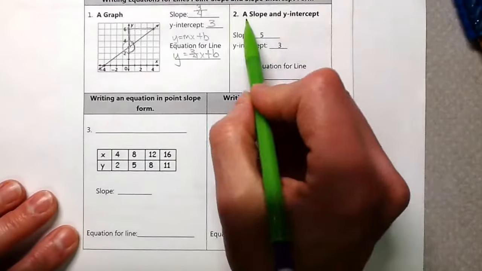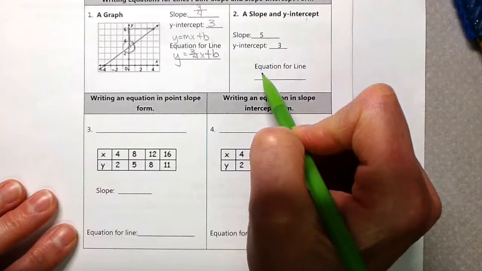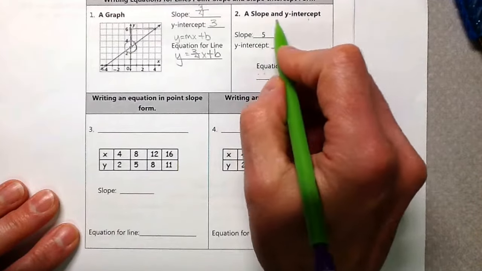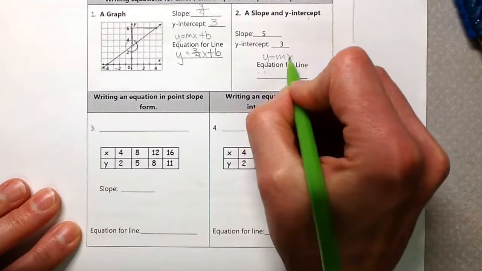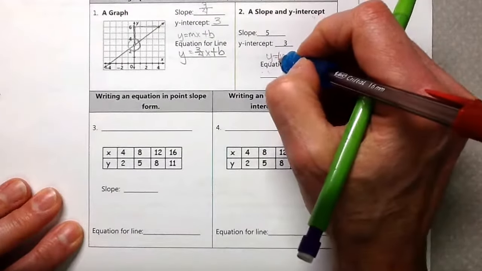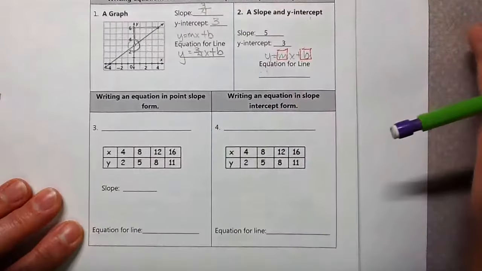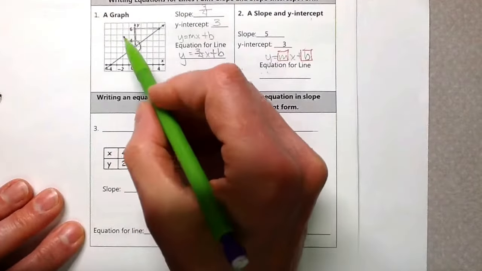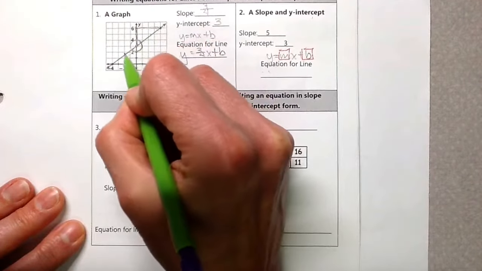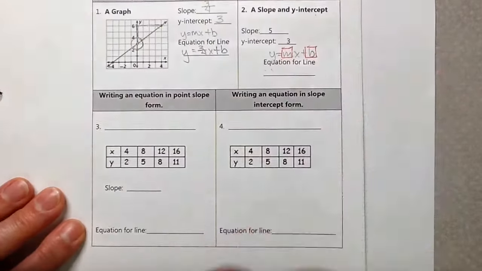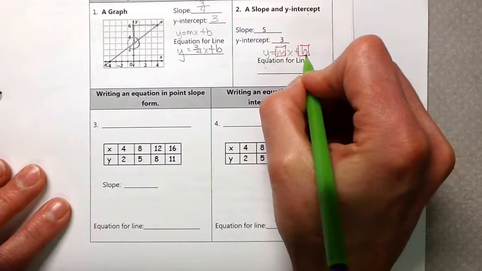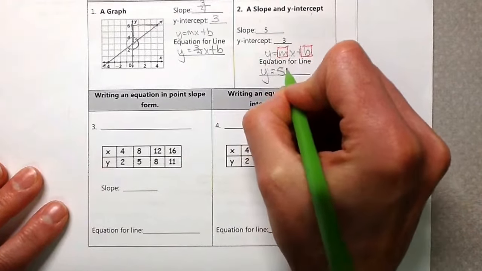Okay, now we have a slope and a y-intercept. We want to write the equation for a line. So we have y equals mx plus b. This is slope-intercept form, so the only 2 things I have to fill in are the slope and the y-intercept. I don't fill in the x and the y. If I look at this line over here and I move up and down the line, the x and the y change as I move. But the slope and the y-intercept, they stay the same. They don't change. That's why when you write the equation for the line, you only write the slope and the y-intercept. So this is going to be y equals 5x plus 3.